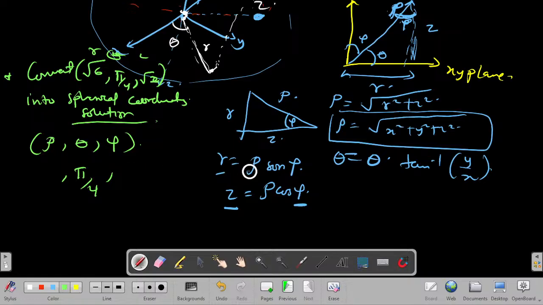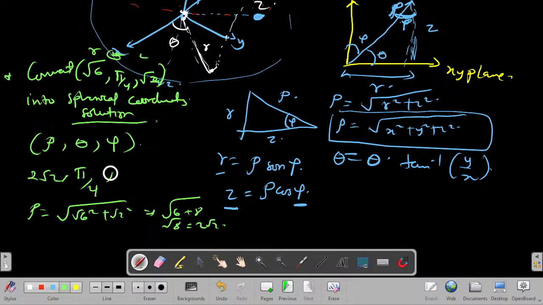So we come here. Remember that r is equal to rho sine phi. Then we also have z is equal to rho cos phi. But we definitely know that rho is equal to the square root of r squared plus z squared. Now we have r, we have z. So therefore my rho is simply equal to the square root of root 6 squared plus root 2 squared. That gives me square root of 6 plus 2, which is square root of 8, 2 root 2, right? Now I know my rho to be 2 root 2. Now I need my phi, then I'm done.